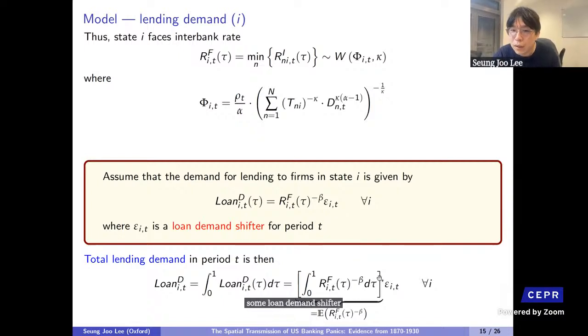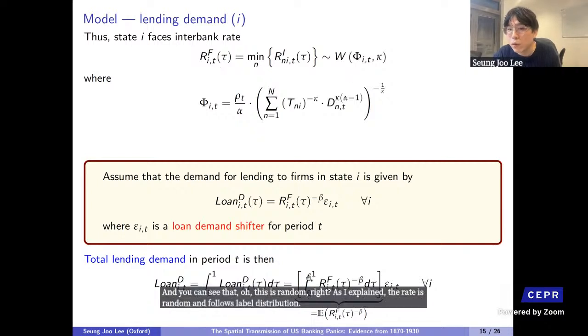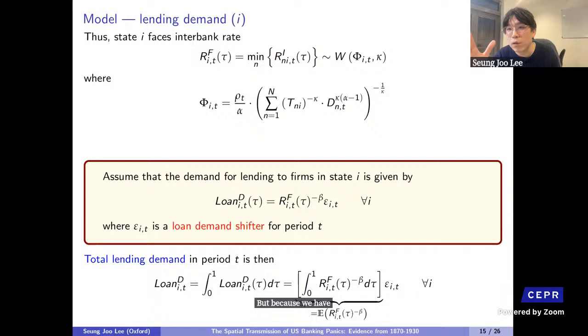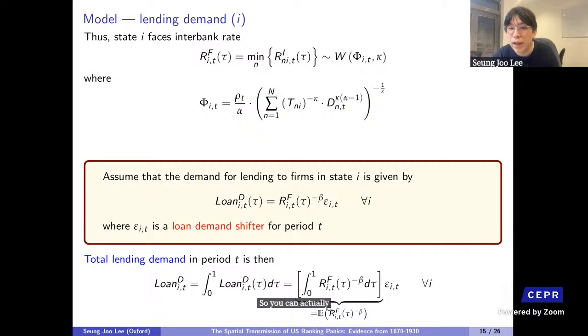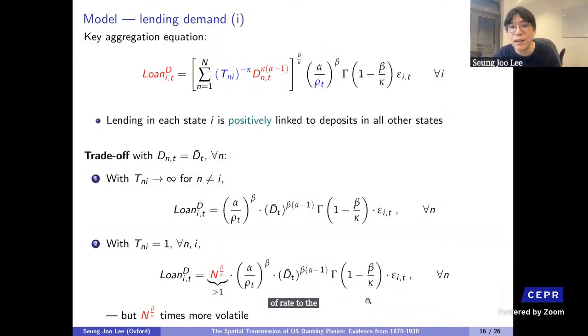And you can see that this is random, right? As I explained, the rate is random and follows a Weibull distribution. But because we have nice continuous time, you can think about the cross-section as an ex-ante distribution. So you can actually substitute this with the ex-ante expectation, or average, of rate to the power of minus beta. So you get a nice expression finally.